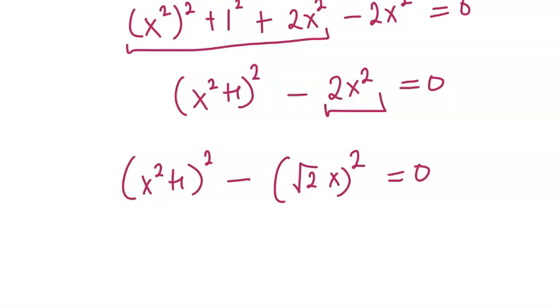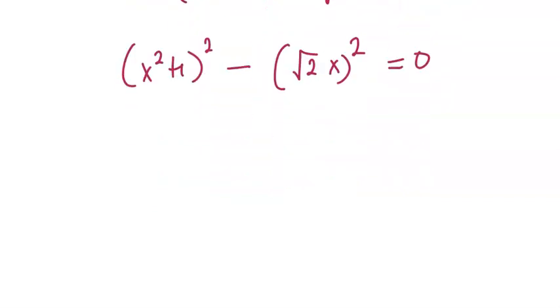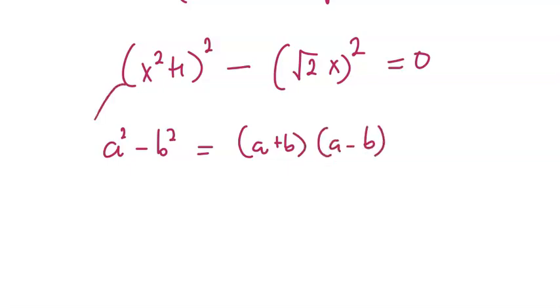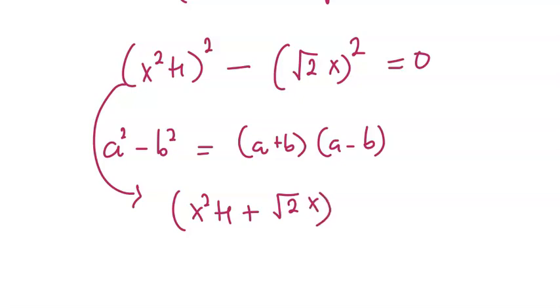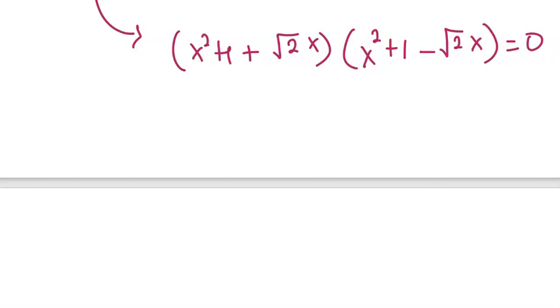So let's call upon the difference of two squares formula. Namely, we have a squared minus b squared is equal to a plus b multiplied by a minus b. So use that idea. So this one here will become x squared plus 1 plus square root of 2 times x multiplied by x squared plus 1 minus square root of 2 times x. So this is equal to 0. So from here we have two equations. So either this one here is equal to 0 or this one here is equal to 0.